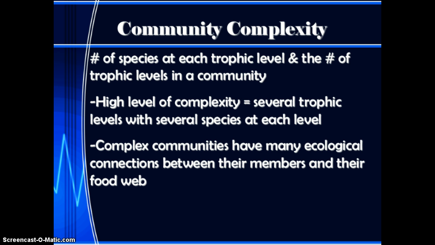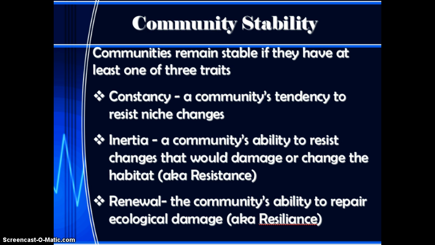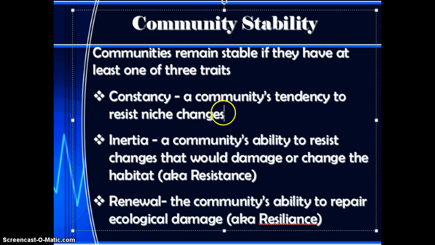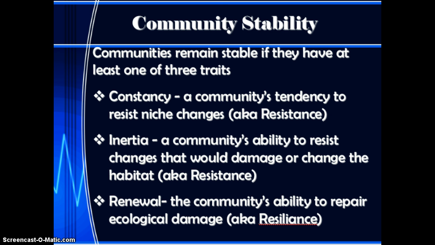So usually these are a little bit more stable because what can happen is you can take one animal away and there's so many other connections that it may not affect the whole community. So community stability relies on three things. First one is constancy, which is how able it is to resist changes in a niche. So this is also kind of part of this term of resistance. Every time you think of, okay, if it can resist it, it's got high resistance, it's going to resist change. And then we have inertia, which is another way that it can resist change.